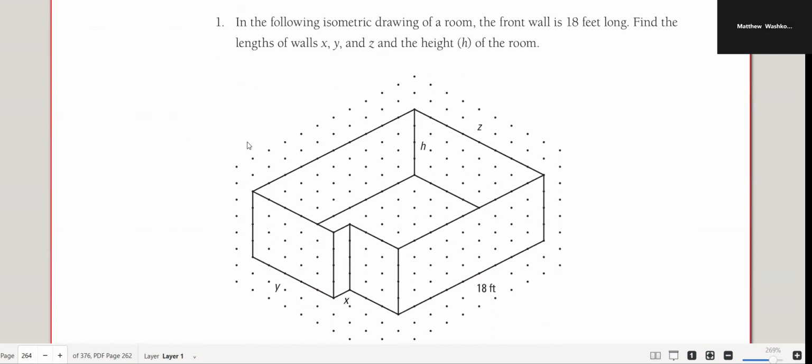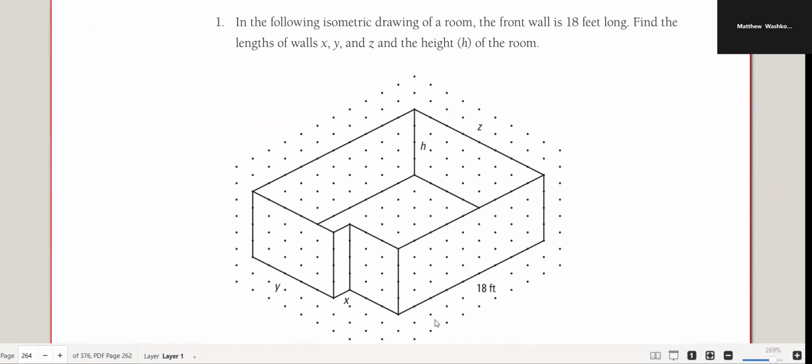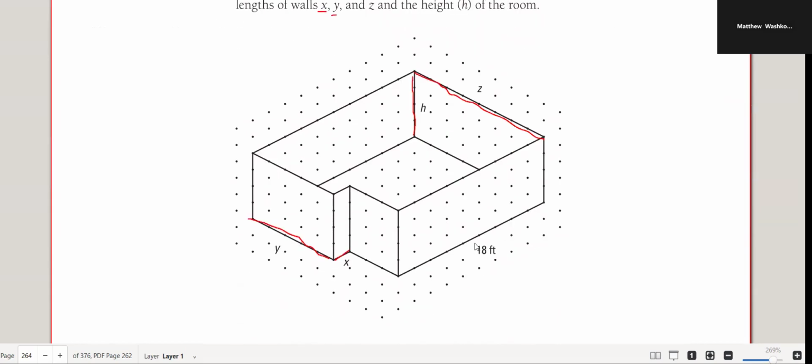So for an example here, if I give you this drawing, the front wall is 18 feet long. This one here, and I want to find wall X here, wall Y here, and wall Z here, as well as the height of the room. So I'm finding 4 things. And I only have the information that this wall here is 18 feet. So let's think about this. If this is 18 feet, how many units is this? It's 1, 2, 3, 4, 5, 6, 7, 8, 9 units.